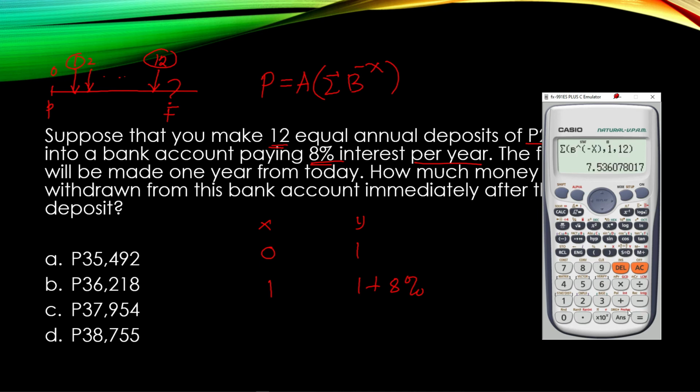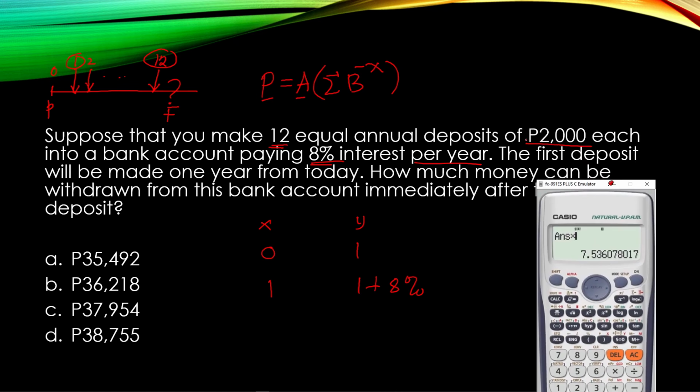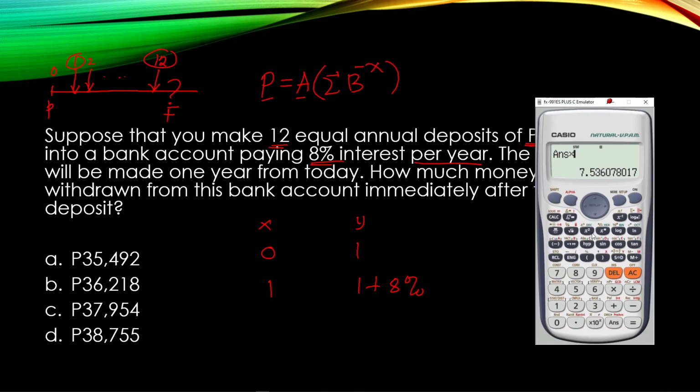Okay, press the equal sign and then we can get the value of our summation of B raised to the power of negative X. Then multiply that by our A to get the P. So times A, magkano ba yung A natin? 2,000 each. So, yun yung annual deposits niya. Yun yung annuity. 2 times 2,000. Okay, so we have 15,000 72.15.